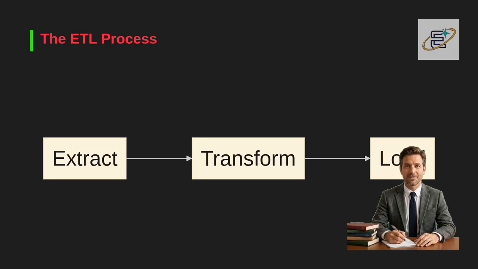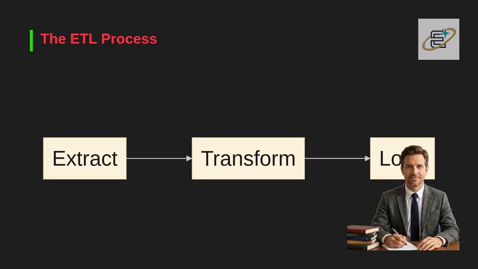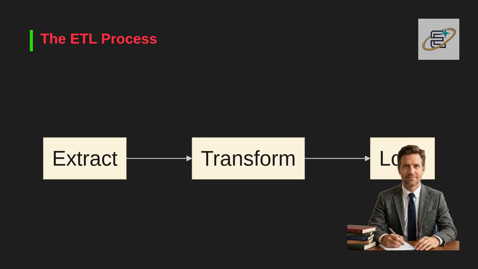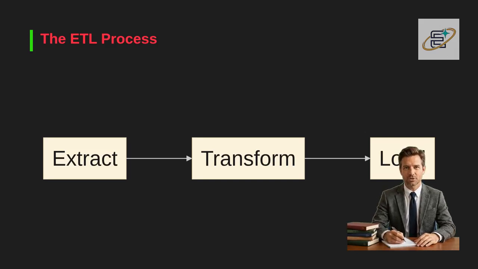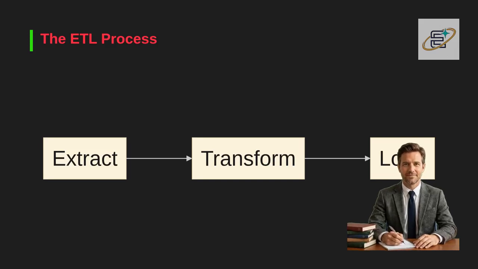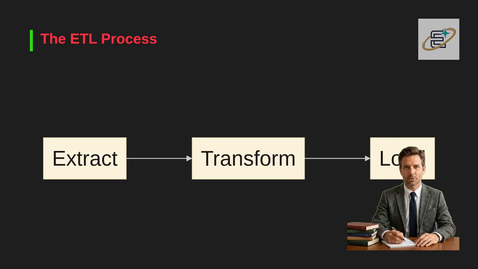Next comes the transform phase, and this is where the heavy lifting happens. Raw data is often messy, duplicated, or formatted incorrectly. During transformation, we clean the data, filter out errors, and apply business rules so that everything is consistent and accurate. Finally, we have the load phase. This is where we take our newly cleaned and transformed data and load it into the final destination, which is typically a data warehouse.